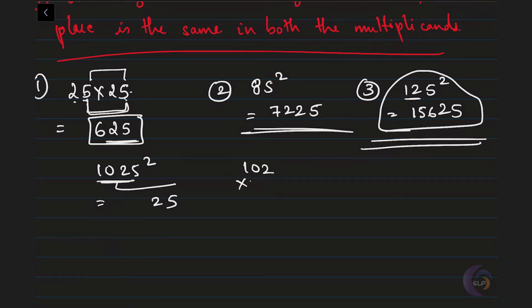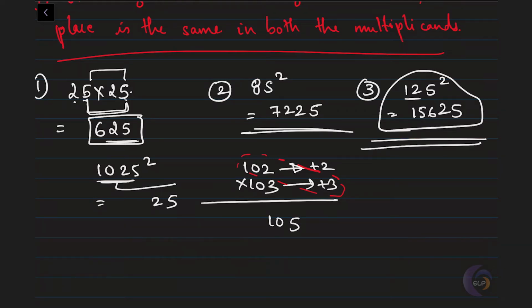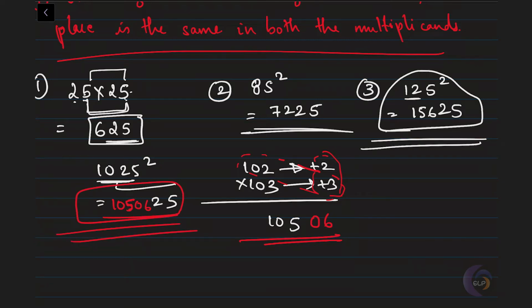Now the multiplication of 102 into 103, what you will write this as? So this is how much higher than 100? Plus 2. How much higher than 100? Plus 3. What you had to do in that method? You had to add this 2. What would this be? 105, and then you had to multiply this 2. So it would be 3 into 2, 6, and since the base value is 100, what you have to put is an extra 0. So it is 10506. So this is the answer, 1050625. So you see the methods are interrelated.